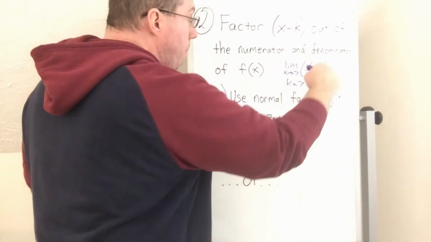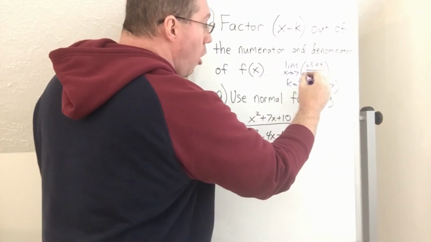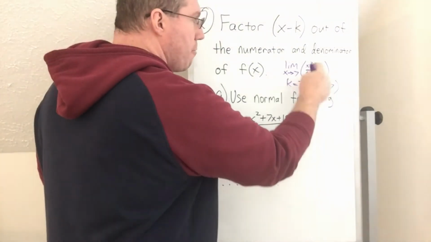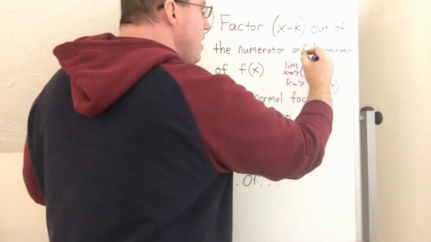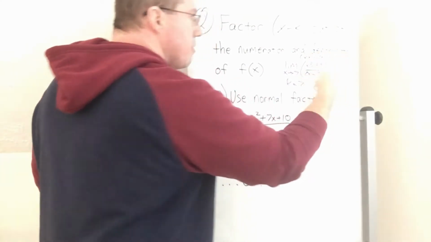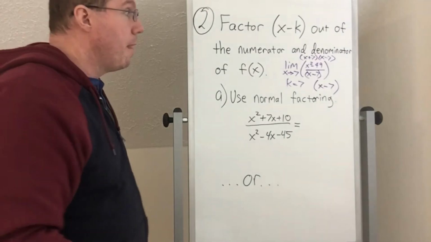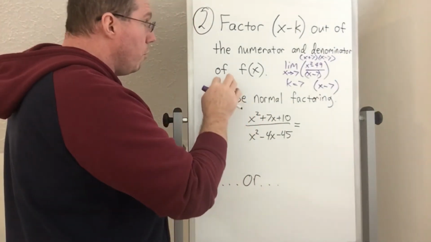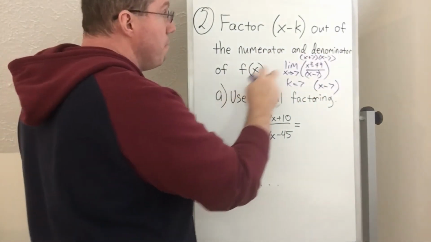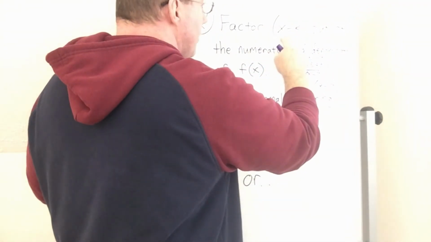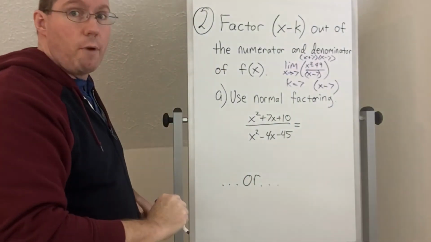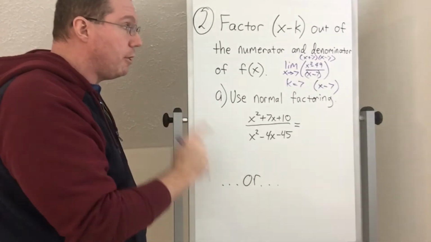Now, there's good news in this particular problem. X minus 7 is already a factor by itself in the denominator, so we only have to factor x minus 7 out of the numerator, which is very easy because this becomes x plus 7 times x minus 7, since it's a difference of squares. To factor x minus k out of the numerator and the denominator of f of x basically means to factor x minus whatever your x approaching number is. You're looking to factor that binomial out.